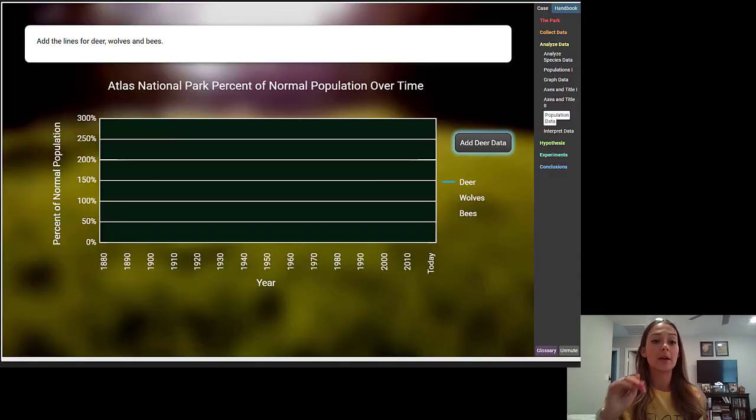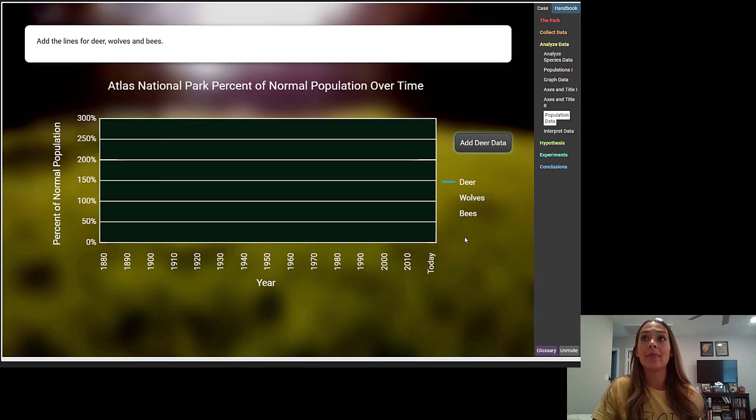We didn't see decomposers in this, but there are decomposer components in most ecosystems as well, just as a side note. And so what we did was we looked at the data results from our food web of Atlas National Park to see what is happening with the other organisms, okay? So we go look at all these food webs, we collect all this data to see what is happening to these populations in Atlas National Park. And then we get to graph it.